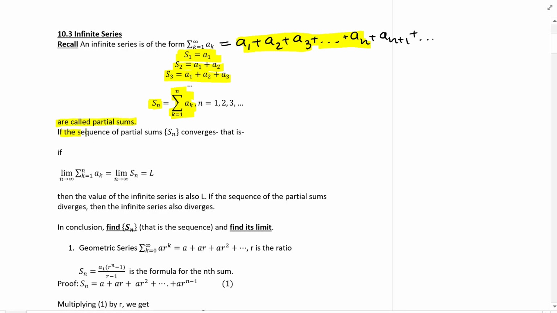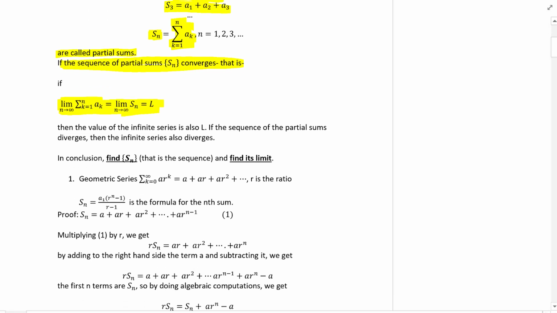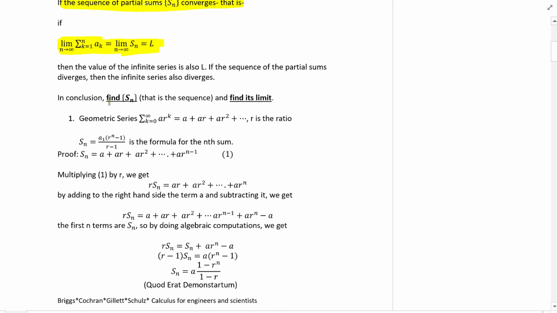So if a sequence of partial sums converges, that is, if the limit as n is approaching infinity of the sum as k goes from 1 to infinity of a sub k equals the limit as n is approaching infinity of s sub n equals L, then the value of the infinite series is also L. If the sequence of the partial sums diverges, then the infinite series also diverges. So in conclusion, find s sub n and then find its limit.